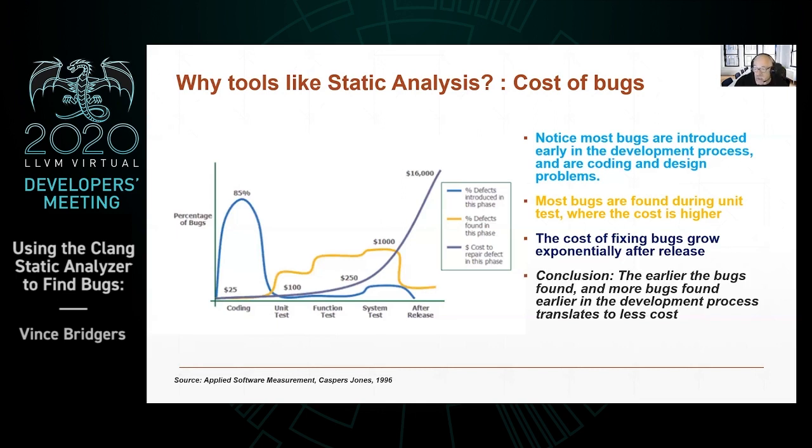So the conclusion is that the earlier bugs are found in the development process, the less cost it translates to. Now, there are other uses for static analysis tools, such as code acceptance from third parties that you buy code from, as part of the code acceptance process. We're not going to cover that, but you can use your imagination and use these tools to help you increase the overall quality of your code that's developed internally and also delivered from external sources.